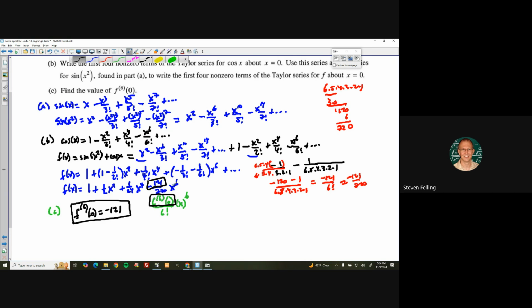And hopefully this illustrates that sometimes AP questions are not overly complicated, although there's a lot going on here. And this would be very hard to do if you didn't memorize the sine and cosine forms. Okay, now let's do the part that's related to the Lagrange error.